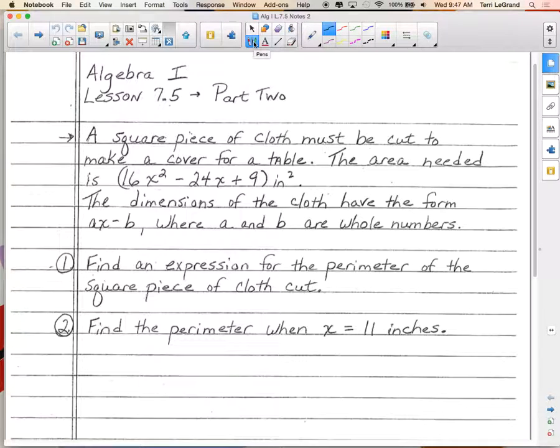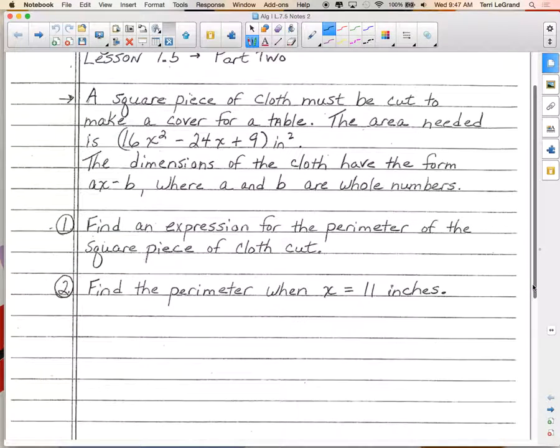So we really have the same learning goal today that we had yesterday, factoring special products. So today we're going to just continue on in that. We're going to use the rules we used yesterday. Here we're going to apply it to a problem where we have to use a little bit of problem solving.